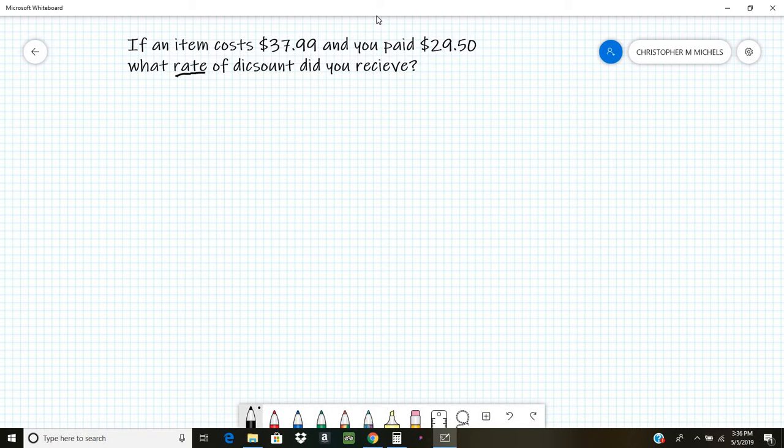Now, there's a couple ways you can do this one, but I'm going to show it one way because this is the way everyone always does it. If we set this up, we're looking for a percentage, so I automatically know X is over here. Now when you look at this one, you've got to remember what's your original price and what's your new one. This is the new price. This one right here is the original price. The original price always goes across from the 100. So then we'll put the $29.50 up here.